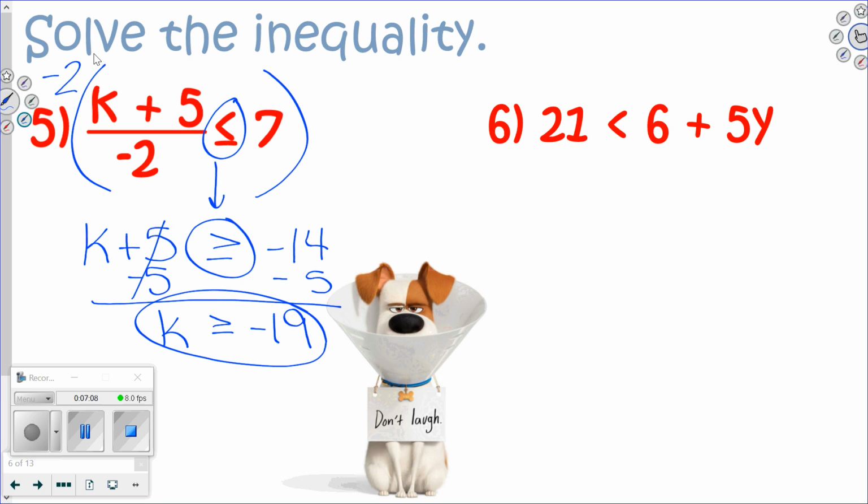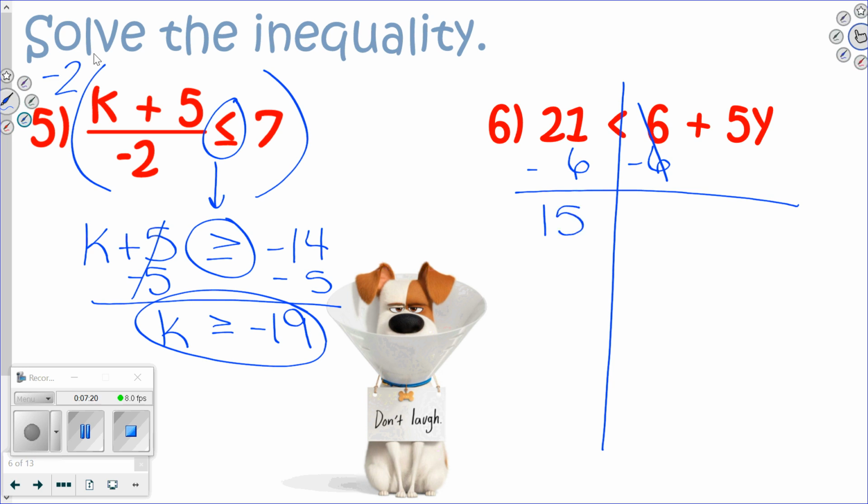All right, what about number 6? Good, minus the 6. So that's 15. Do I flip the sign? No. Now hold on. Slow down. Make sure everybody's on the same page. So we subtracted 6. Don't flip it, right? I didn't multiply or divide by a negative. Divide by 5. Do I flip? Did you divide by a negative? No, I do not flip.